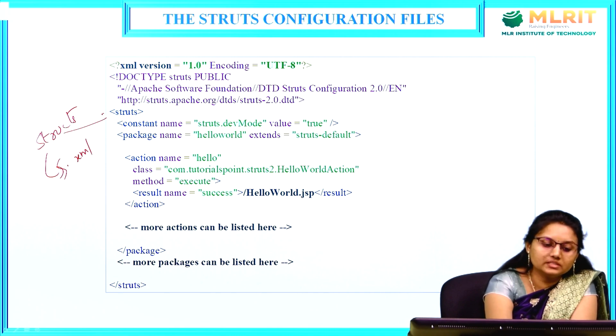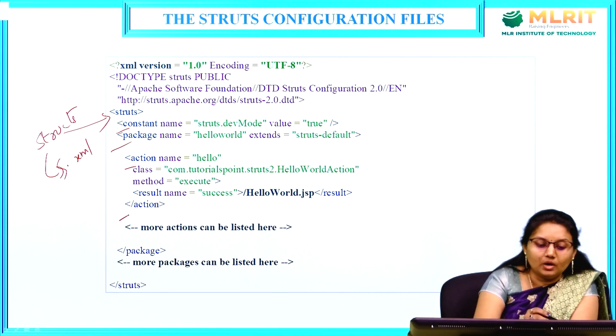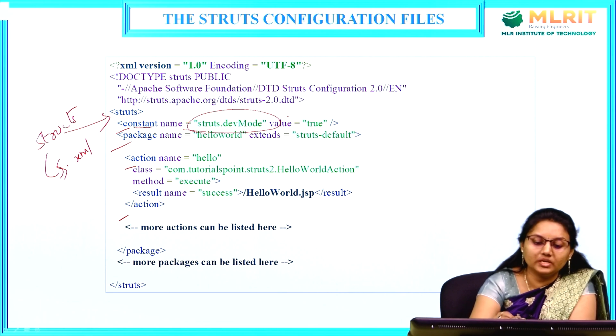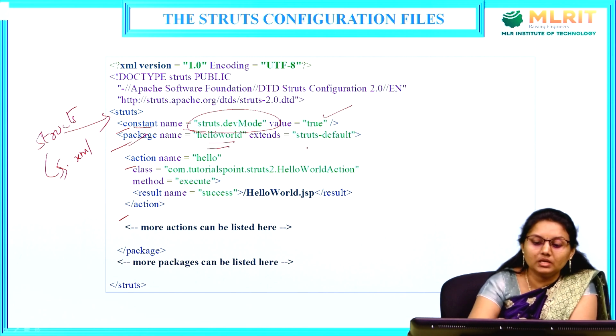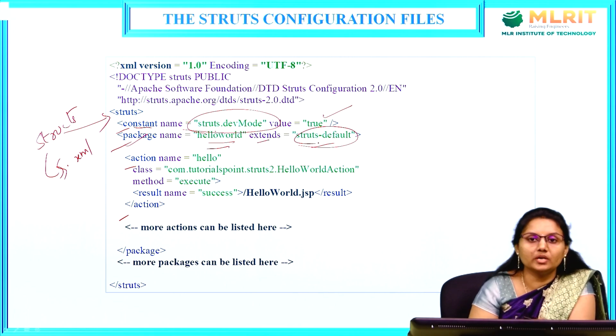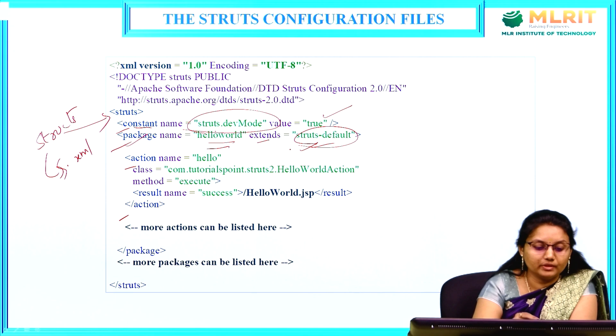So here we have struts, constant, package and action. Okay, constant, this is the name we are going to give with the dev mode. In this mode, if you want to open it, we make it true, and the package name we are giving is just hello world. So this is just default. Extends means you are just giving the struts default to use. If you want to give any specific package to extend, then we will give that. Normally we will give default.